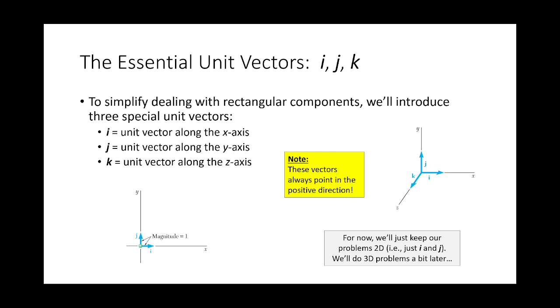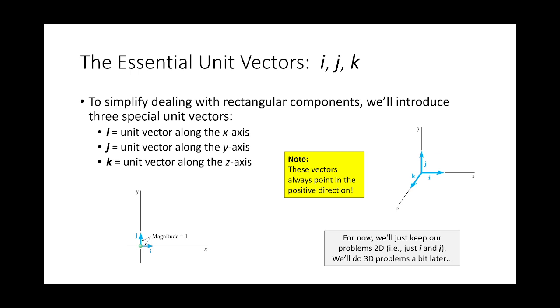Anytime I ever refer to the i vector, and this is a universal definition that we will always keep consistent throughout the remainder of the semester, whenever I'm talking about the i vector, I am talking about a vector that points along the positive x direction and has a magnitude or a length of 1. So that's what the i vector is.